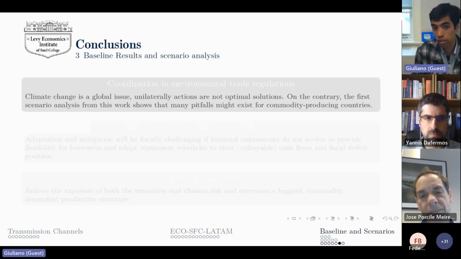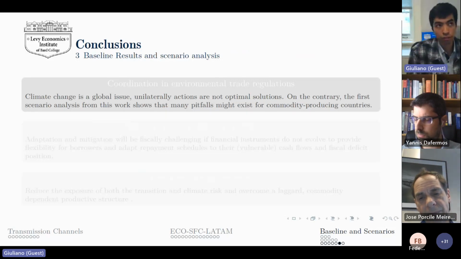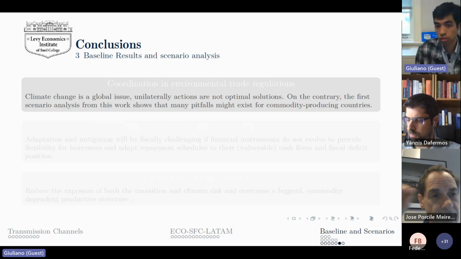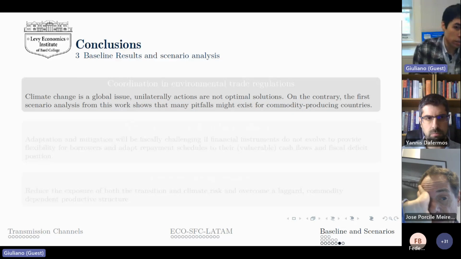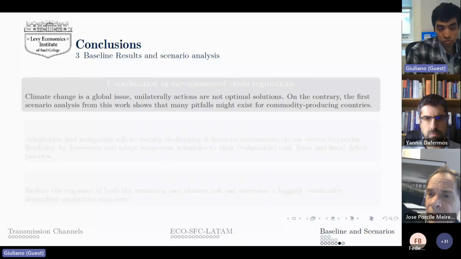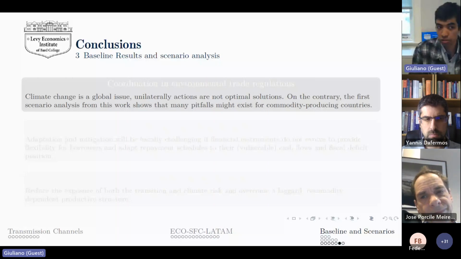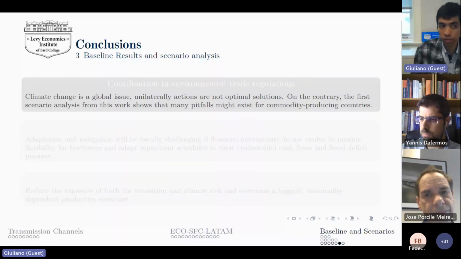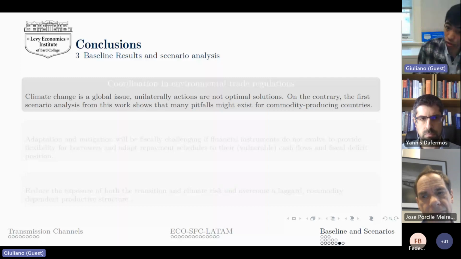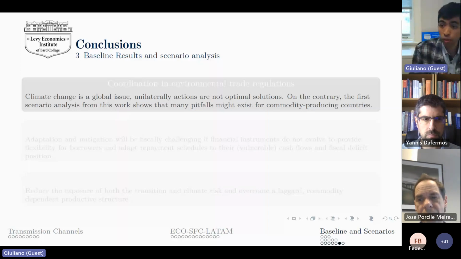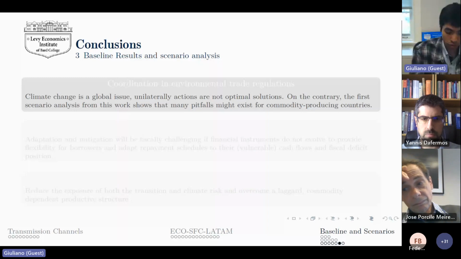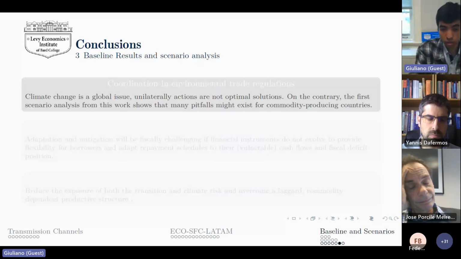So the first one is that some sort of coordination in environmental trade regulation is needed. That is, climate change is mostly a global issue. So unilateral action, which sort of punish emerging economies, may not be the optimal solution. It definitely is not optimal solution, especially for countries which have a strong bias toward commodity producing sectors.